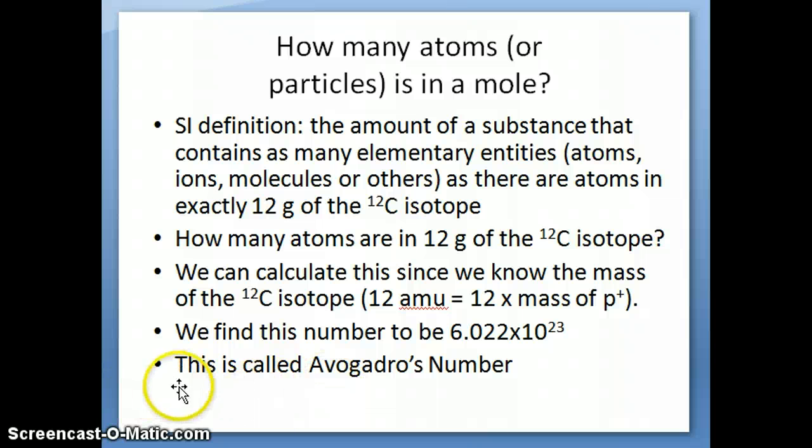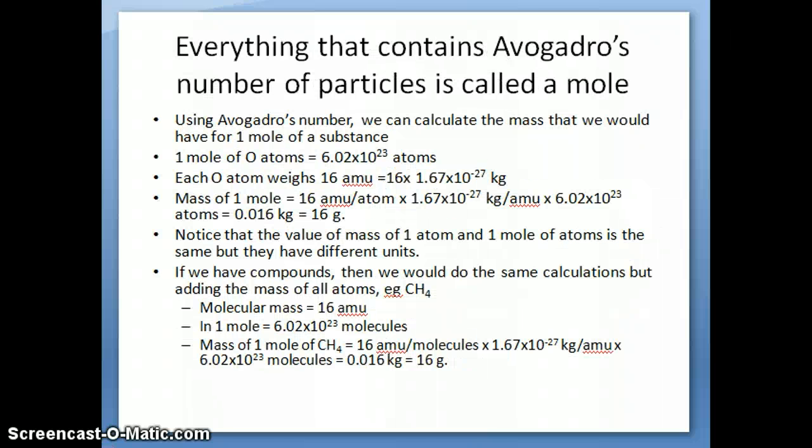So if you have a mole of oranges, for example, that would mean that you have this many oranges in that particular collection of oranges. And as it turns out, if you have that many oranges, it'd be equal to about the size of the Earth. So it's a really big number, and that's what you have to appreciate in terms of the size of this number.